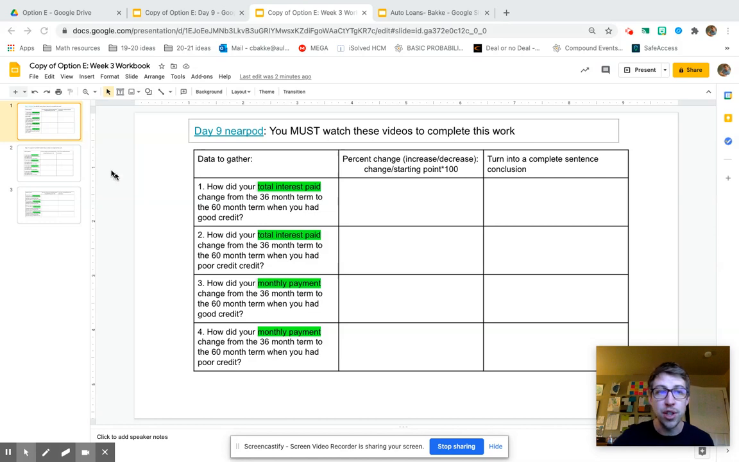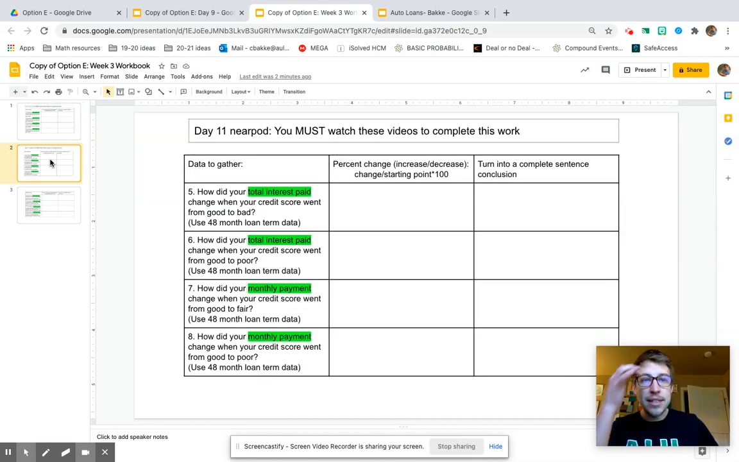Yesterday was all about changing the loan terms. Today, guys, numbers 5, 6, 7, and 8, you guys are going to look at how the total interest paid and your monthly payment changed just when you went from good credit to bad credit. And if you notice in parentheses, we're only going to look at the 48-month loan term data. So we're only going to look at the numbers that went with that 48-month loan, having 4 years to pay back that money to the bank. So we're going to go gather our data, 2 questions at a time, and then we'll turn those into percent conclusions, very similar to numbers 1, 2, 3, and 4.